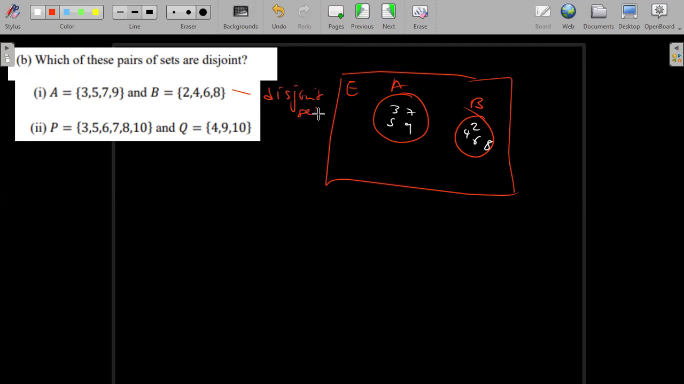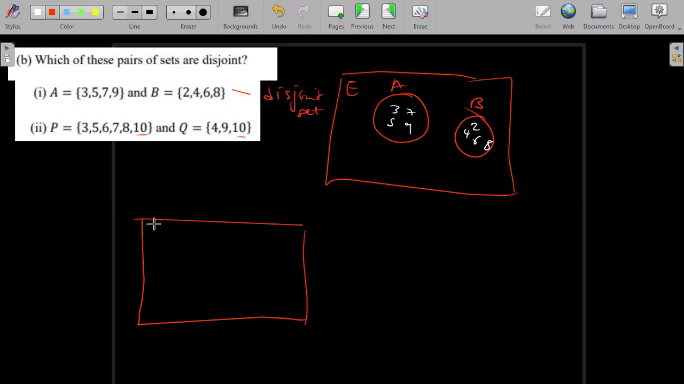Then the second one, I have P, which has 3, 5, 6, 7, 8, and 10, and I have Q, which has 4, 9, and 10. So which elements are common? It has a common element, which is 10. So 10 is in both sets, meaning this one here is not going to be a disjoint set. Instead, it's going to be a joint set because it has a common element.